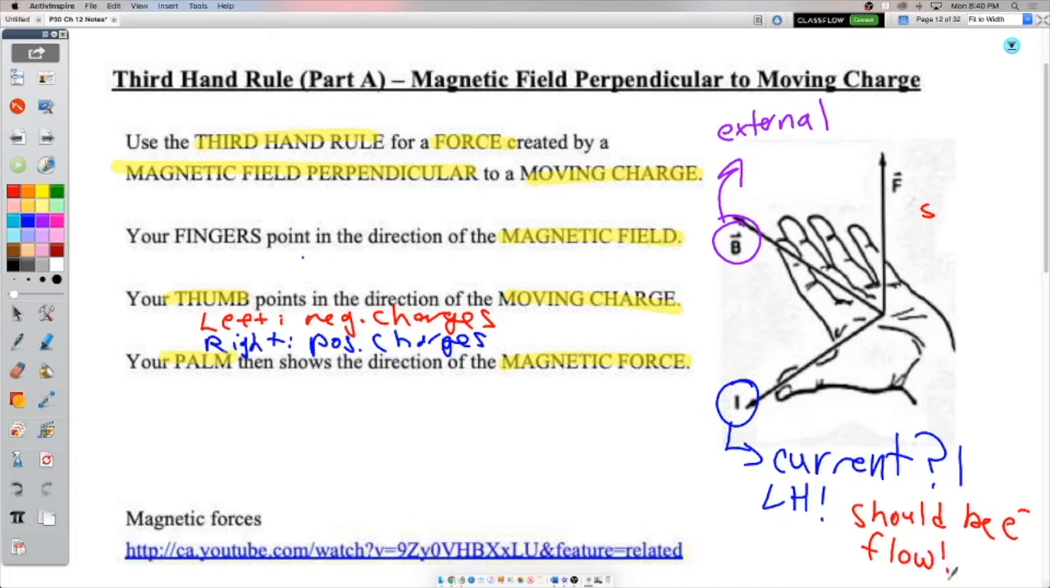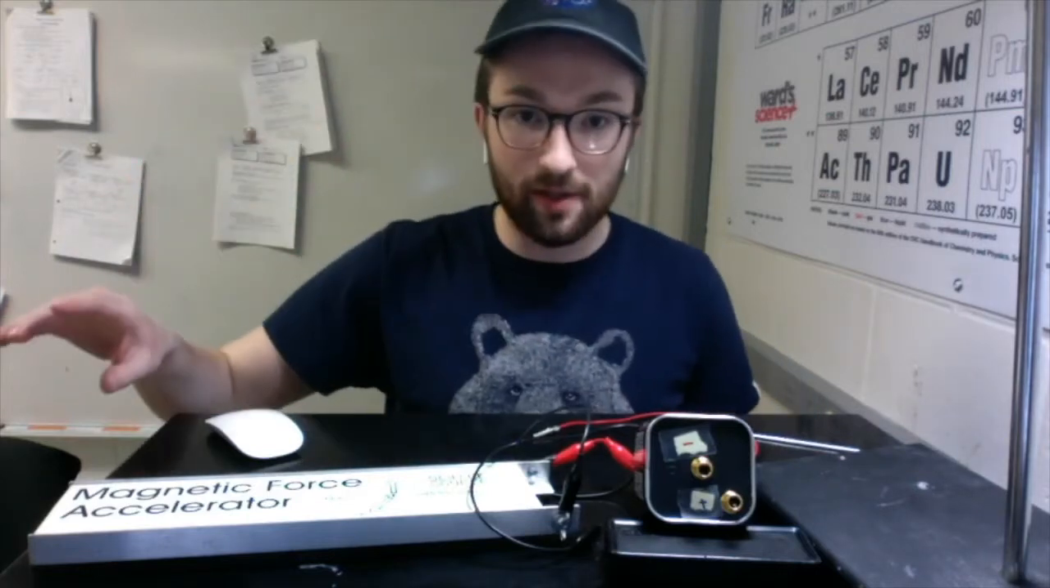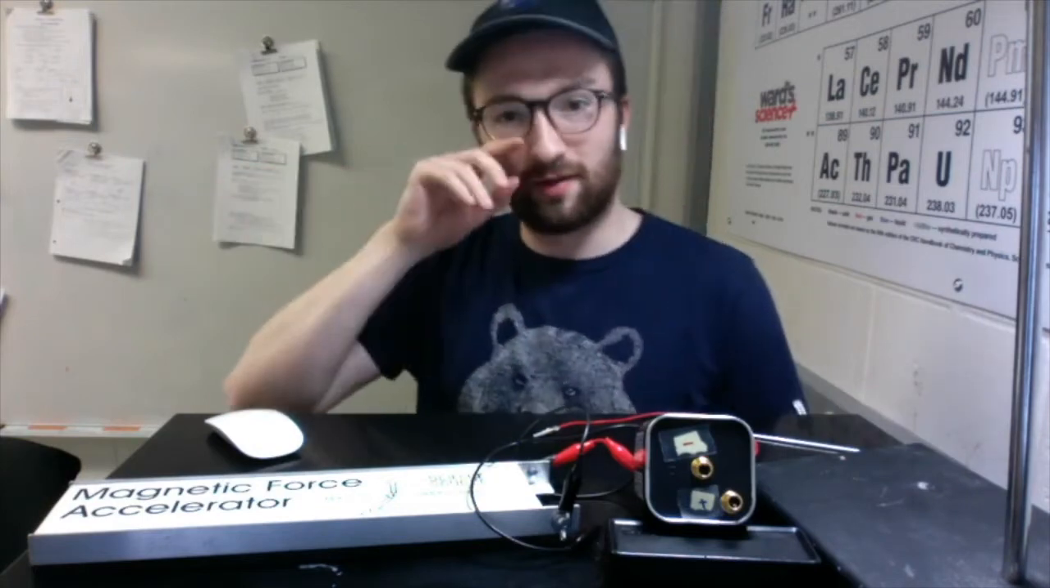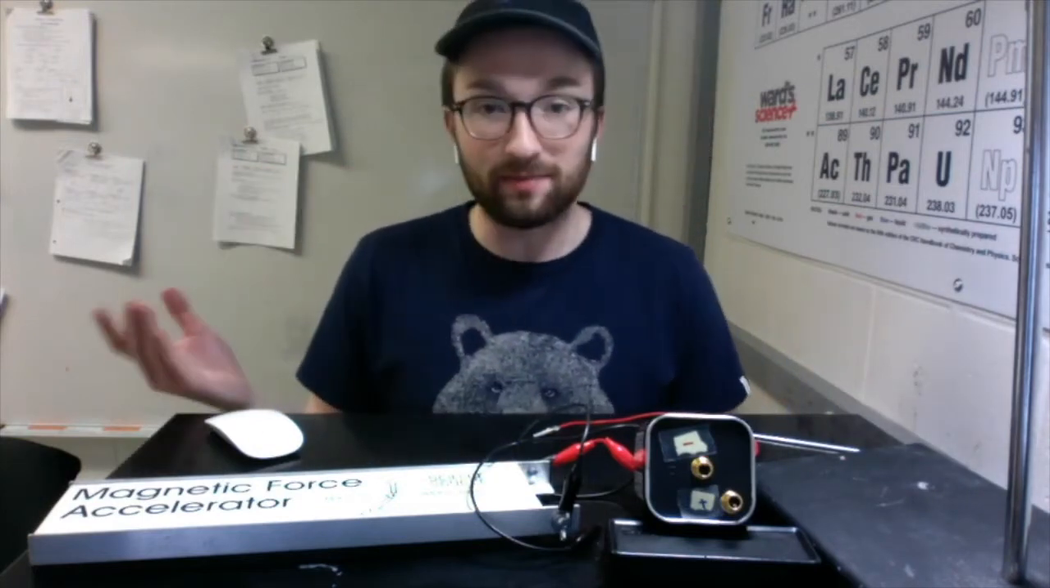But the force I agree with. If this was electron flow, then this is the direction that a negative charge would feel. So if you had a magnetic field along the axis of your fingers and your electron, or it doesn't have to be an electron, any negative charge going this way, then your force would be up that way. Hand rules are cool and all, but let's not just jump into them until we've proven them with something physical, or at least built some confidence with it. Seeing is believing, right? So, third hand rule.